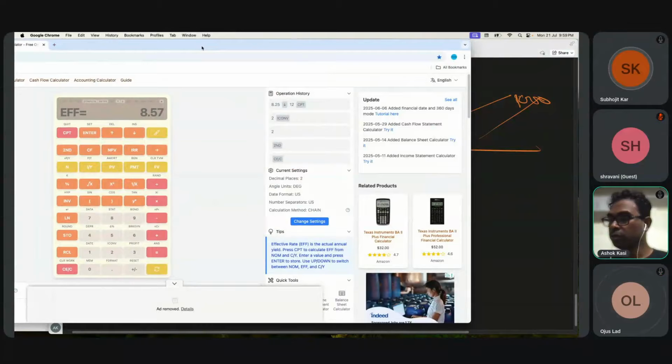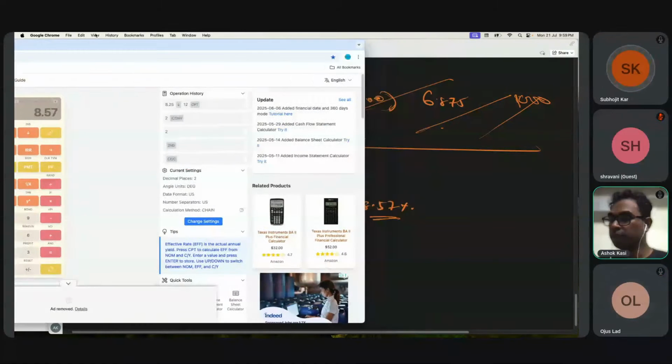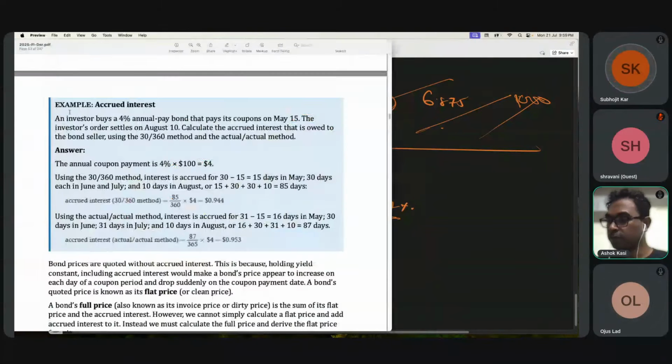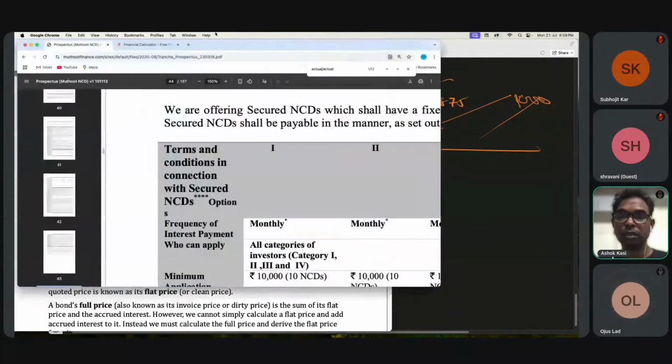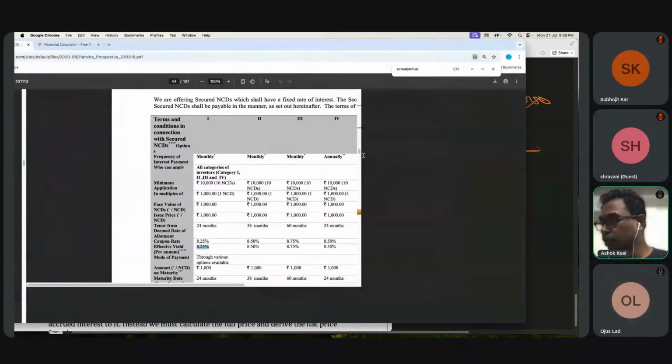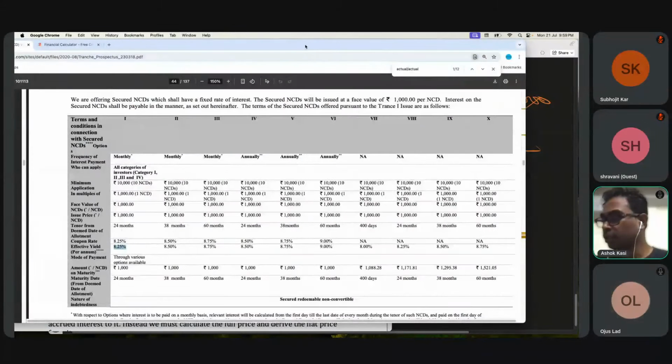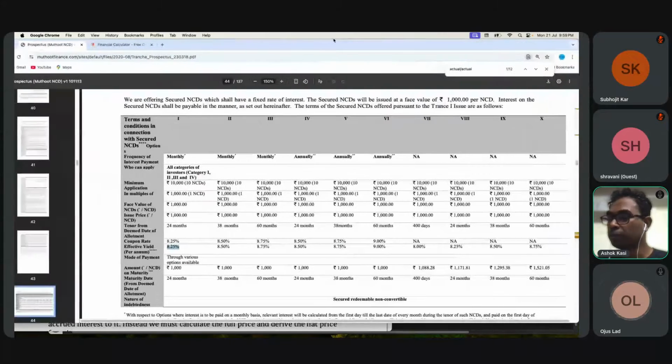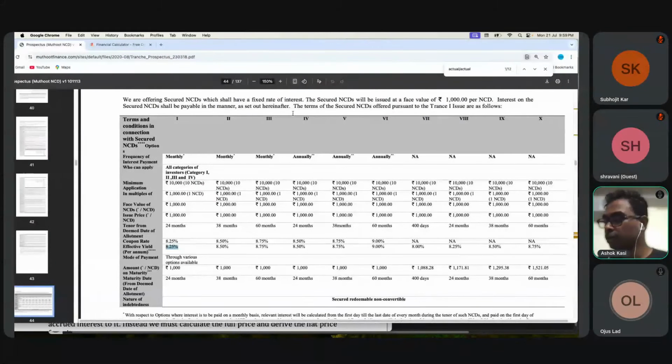Okay, that means effectively you are earning 8.57 percentage. What they have mentioned is actually wrong. But this is why you need to be a financially literate person, because otherwise, if you blindly go and give your money to a banker or anybody, this is what they will do.